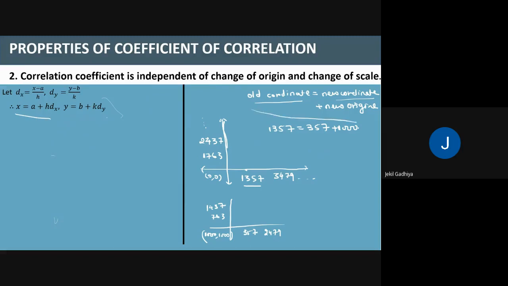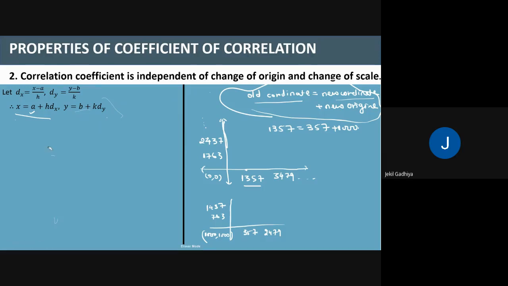Okay. Look, old coordinate equal to new coordinate. Here it is x and new origin in the form of dx, and h and k represent the change of the scale. So similarly, you can write y equal to b plus k dy. So this is the representation of change of origin.